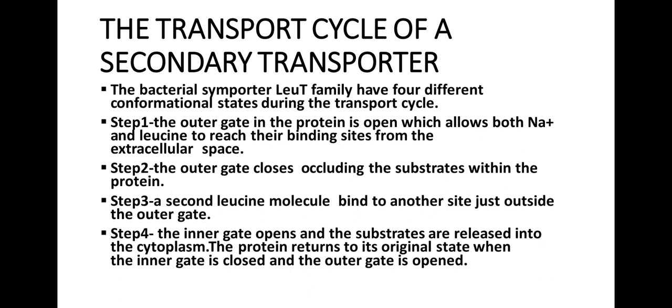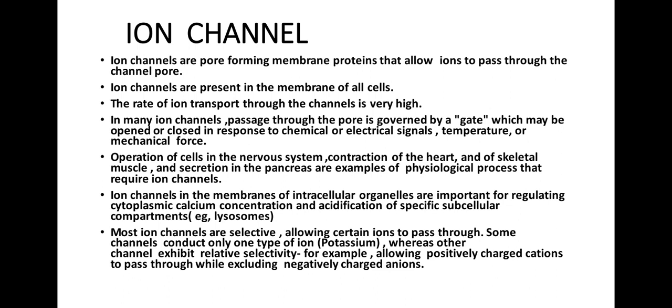When we look at the structure, the extracellular region, the outer gate and the inner gate are there, and molecules are getting transported. Ion channel. Ion channels are pore forming membrane proteins that allow ions to pass through the channel pore. Ion channels are present in the membrane of all cells. The rate of ion transport through the channel is very high.